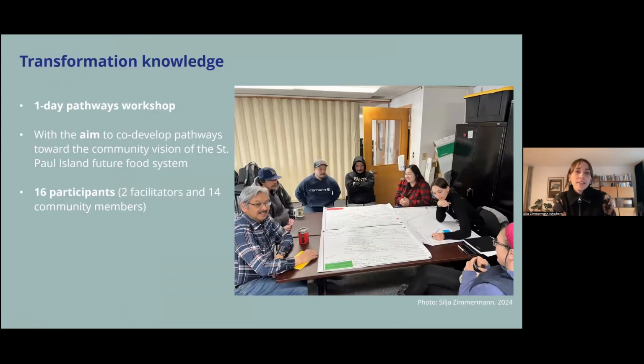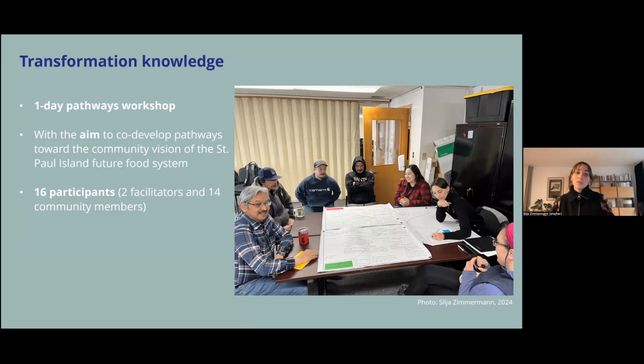Then finally, from the system knowledge and target knowledge that we had developed by this point, our final goal was to develop transformation knowledge. So knowledge of how to reach that desirable future state through, for example, interventions, transformation pathways, and leverage points.